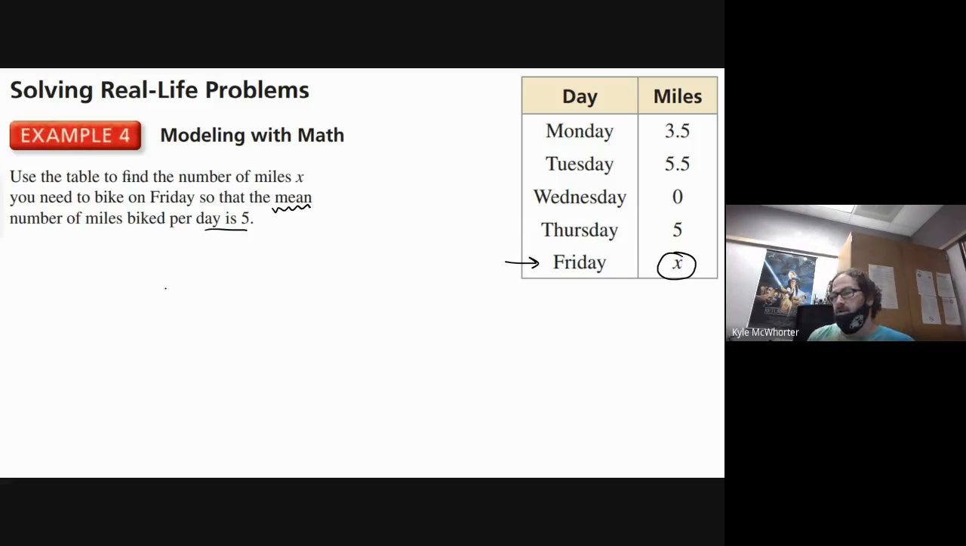So how do you find the mean? We want the mean equals 5, right? Well, how do you find the mean? You add them all up and then divide by how many there are, right? So the mean would be 3.5 plus 5.5 plus 0 plus 5 plus x divided by 5.